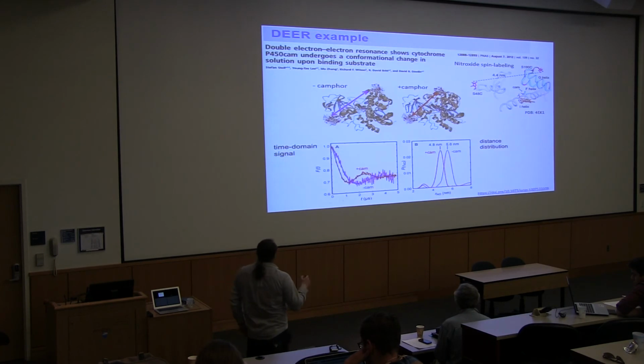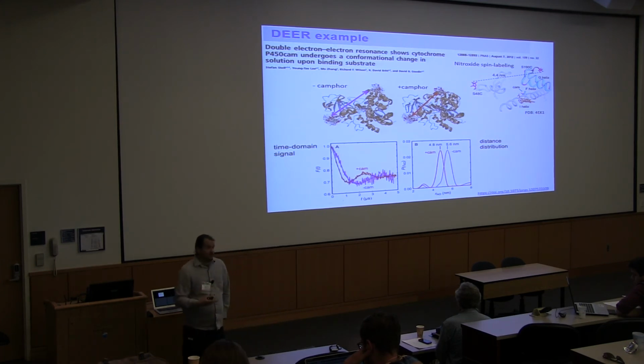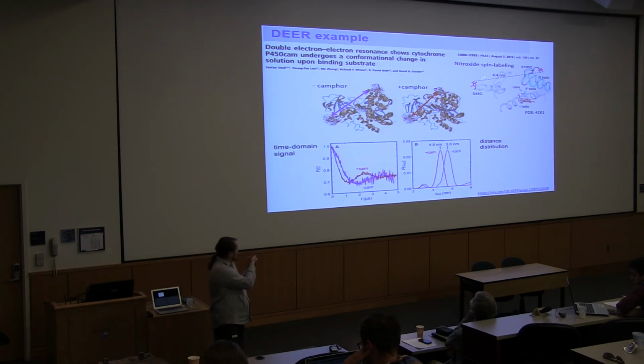Just to sort of point you in the direction of DEER studies, this is the work by Stefan Stoll and Lysine, which is actually pretty awesome. So what they did is they labeled strategically some parts of the protein with spin labels, and using double electron-electron resonance, they looked at the distance between the spin labels.